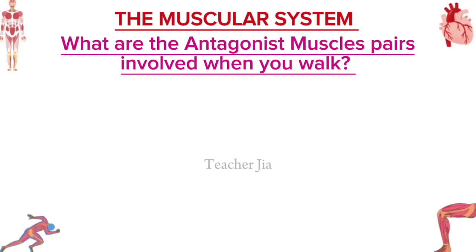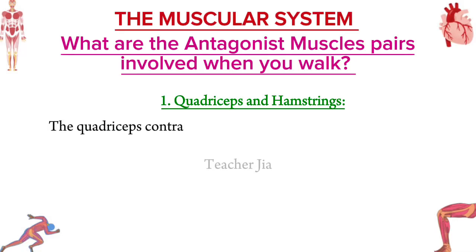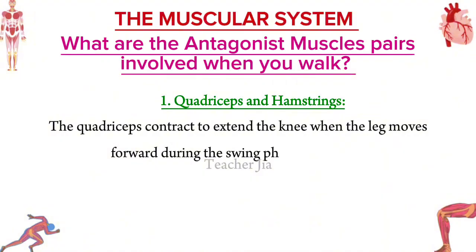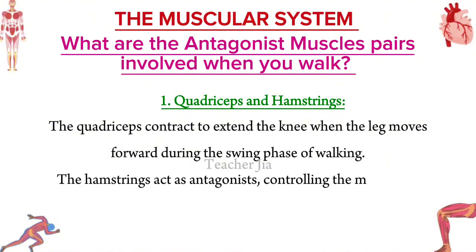The first muscle pairs that are involved when you walk are quadriceps and hamstrings. The quadriceps contract to extend the knee when the leg moves forward during the swing phase of walking. The hamstrings act as antagonists, controlling the movement and stabilizing the knee.